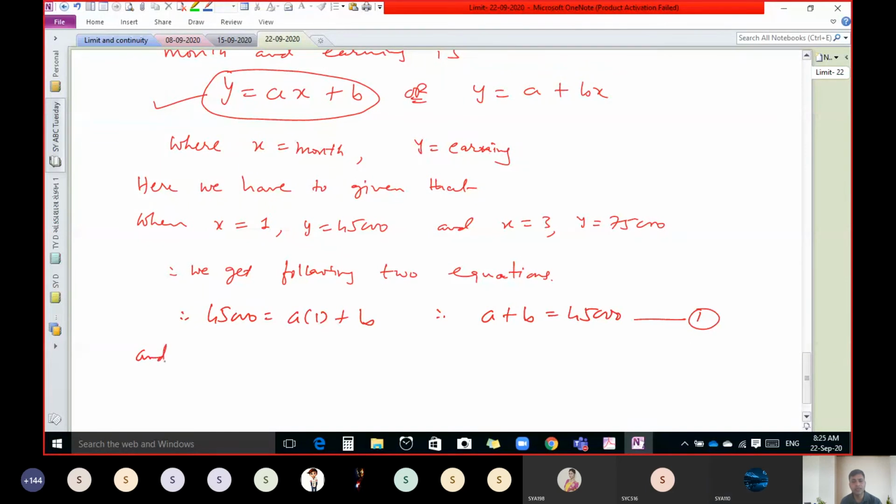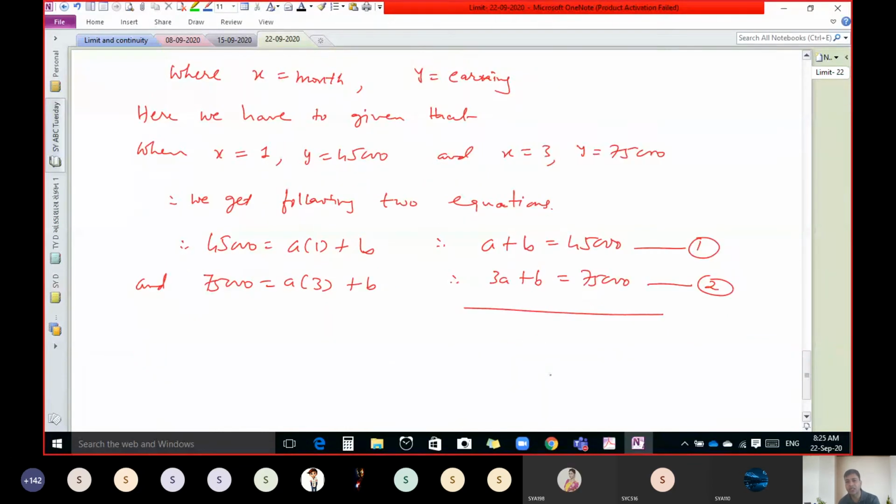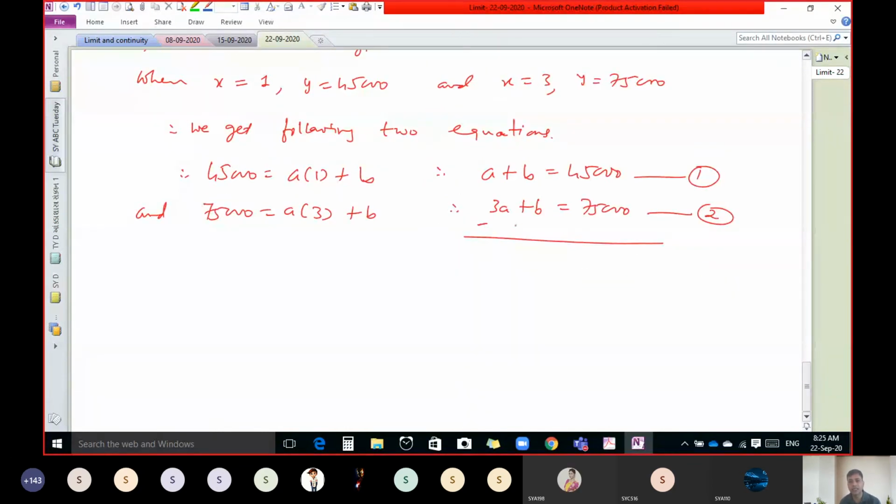Now tell me the second one. 75,000 is equal to 3a plus b. Correct. So 3a plus b equal to 75,000. This is our second equation. Let us solve these equations by the method of elimination. Change the sign. This will cancel. a minus 3a is minus 2a. 45,000 minus 75,000, the answer is minus 30,000. So we get 2a equal to 30,000, so a equal to 15,000.